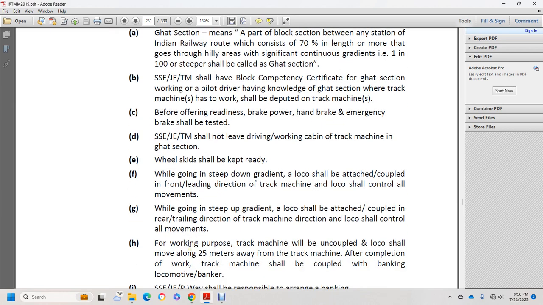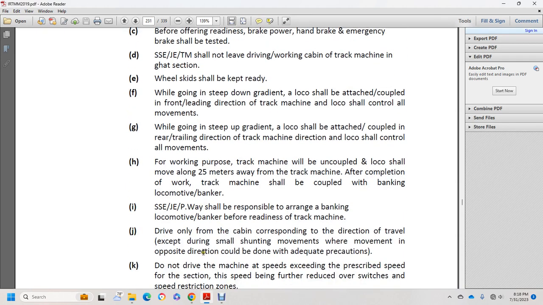Loco shall control the movements. Before working, pressure track machine uncoupled, loco should move along 25 meters away from the track machine. After completion of the work, track machine shall be coupled with the banking locomotive banker.